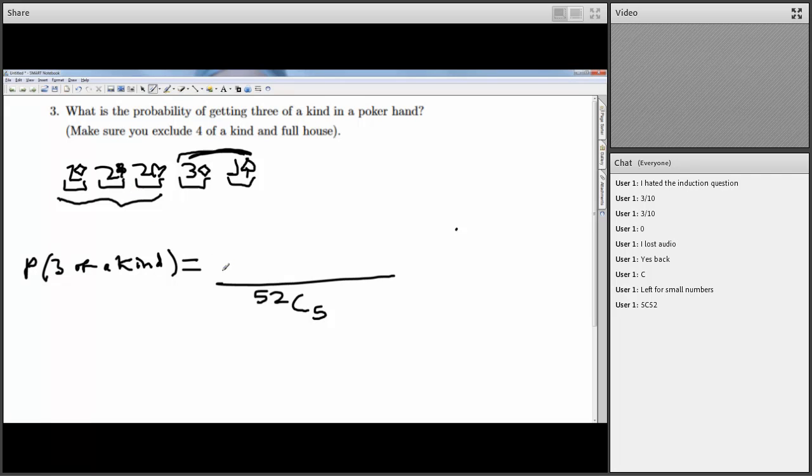Again, it depends how much you know about cards to know the answer. So how many different choices are there for picking that number? If you don't know, just put a question mark. That's okay.